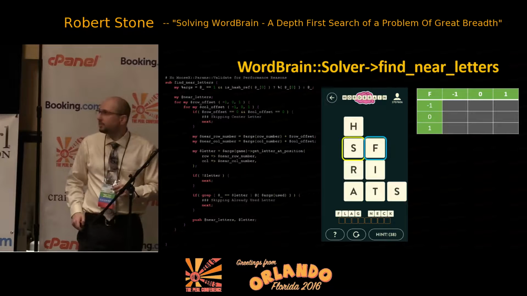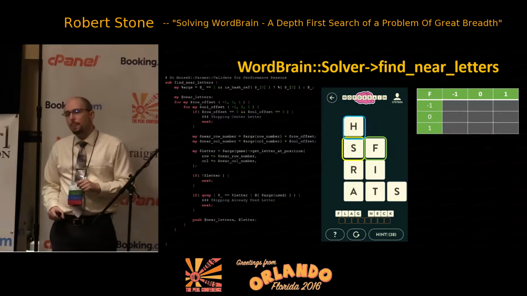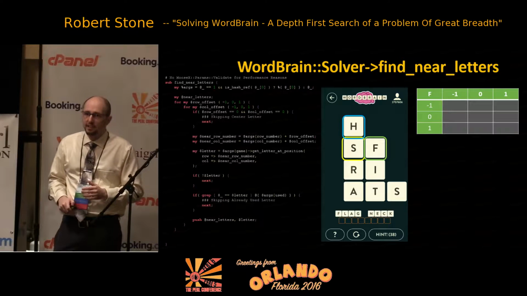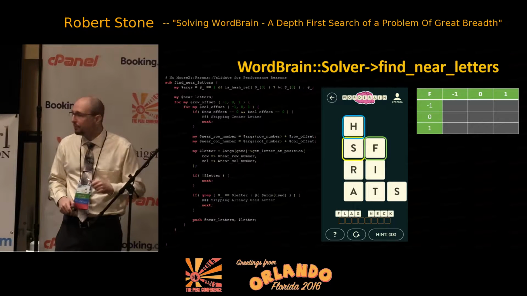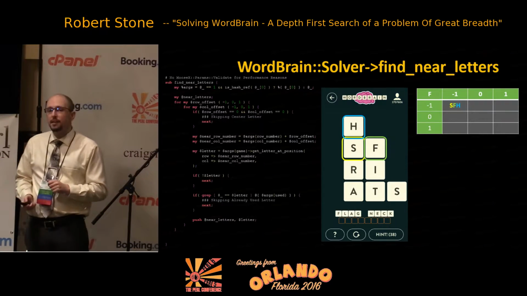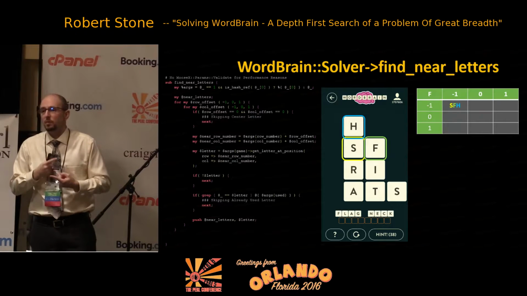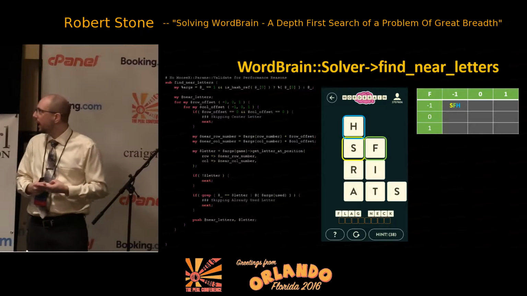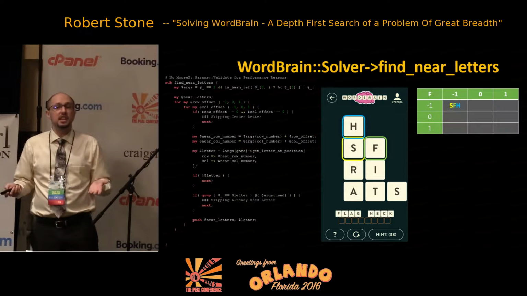So first off, we have the -1, -1. And when we do that, we see that H is the first near letter. We'll go ahead and just populate that. S we know is our root. We already had S. F is the current letter that we're looking at. And H is the near letter.